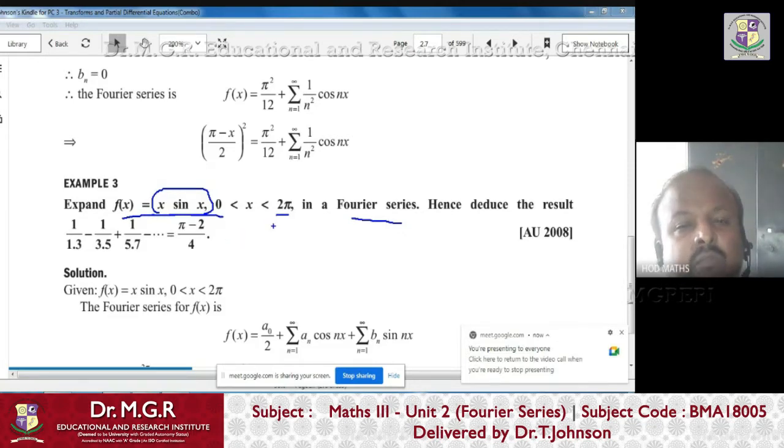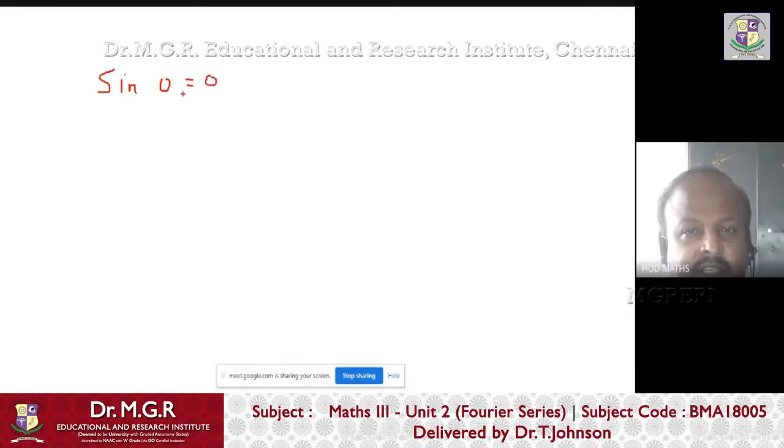Before that, I will tell you certain things about some properties of sines and cosines, because that will be very, very helpful when you solve the problems. So here I just put up the whiteboard, and I ask you certain simple questions. What is sine 0? Anybody say? 0. What is sine pi?